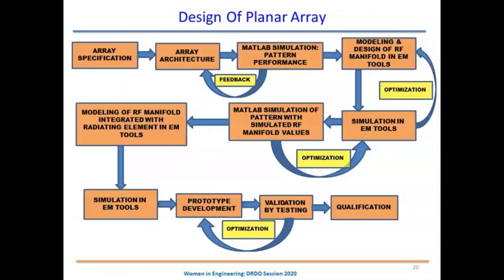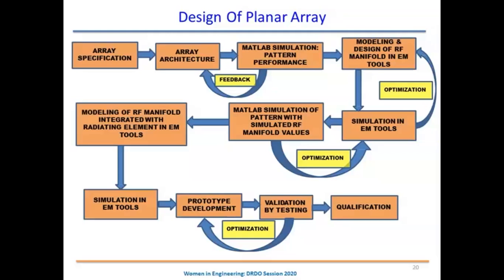So now, going to the design of the planar array. We will start with the array specification, then arrive at the array architecture, depending upon the beam width and the side lobe level. Here we concentrated more on the beam width and the side lobe level. Once the gain is fixed, we know what the aperture of the antenna is. When considering the planar array, we will consider the beam width and the side lobe level. We will do some pattern performance analysis in Matlab, get the feedback, and then do it again.